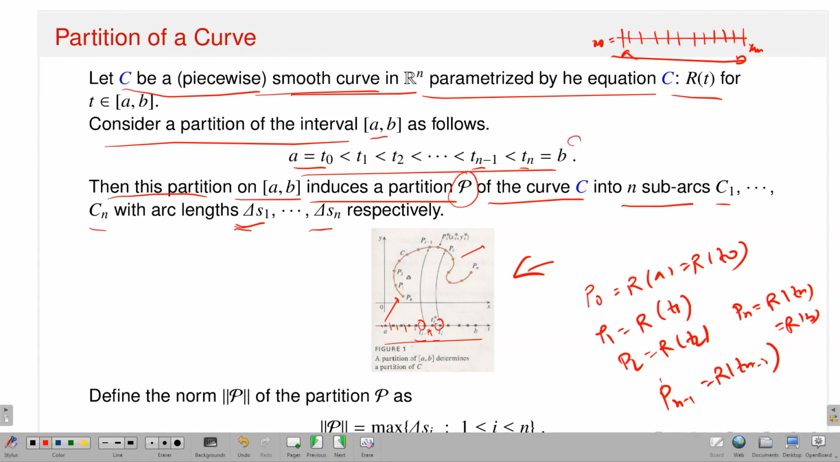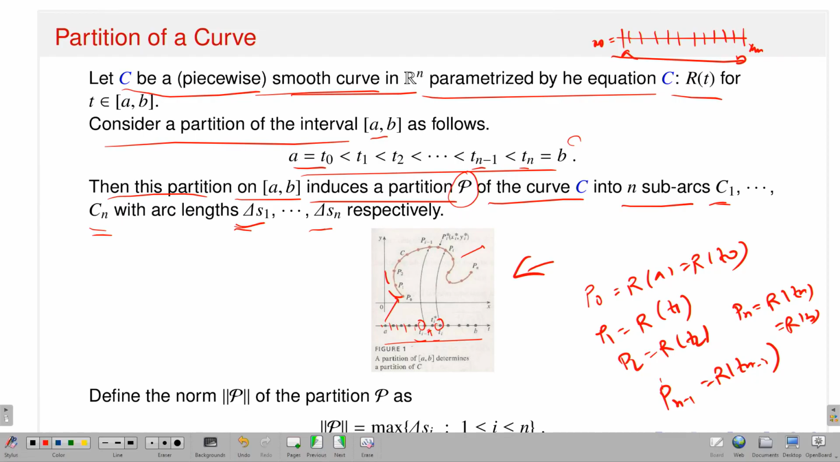And what is my C1? This is my C1. Its initial point is P naught, final point is P1. What is my C2? Initial point is P1, final point is P2. Therefore, I can break my C into finitely many subarcs, which I denote as C1, C2, up to Cn. The corresponding arc length of the subarc C1 is delta S1, for C2 it is delta S2, and for Cn it is delta Sn.